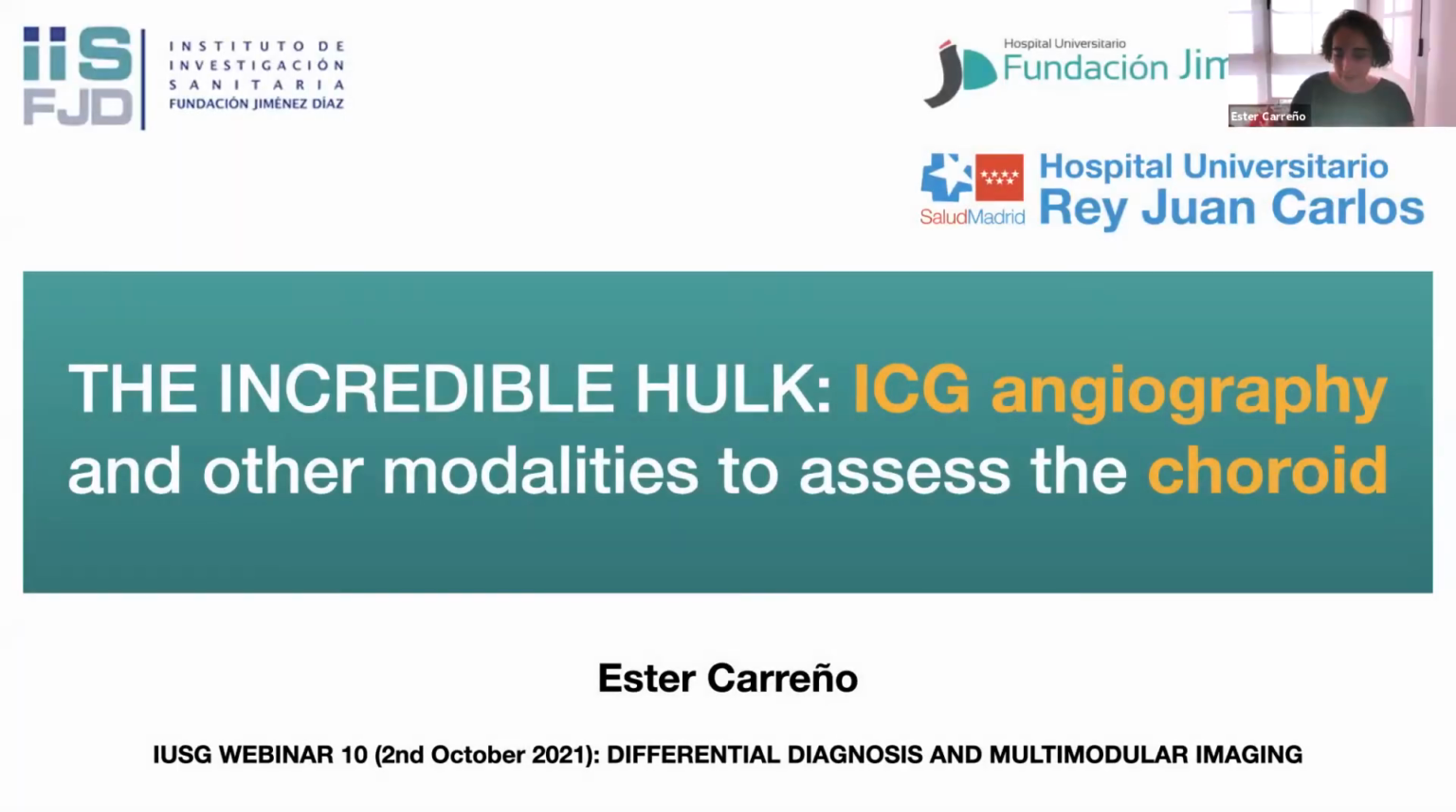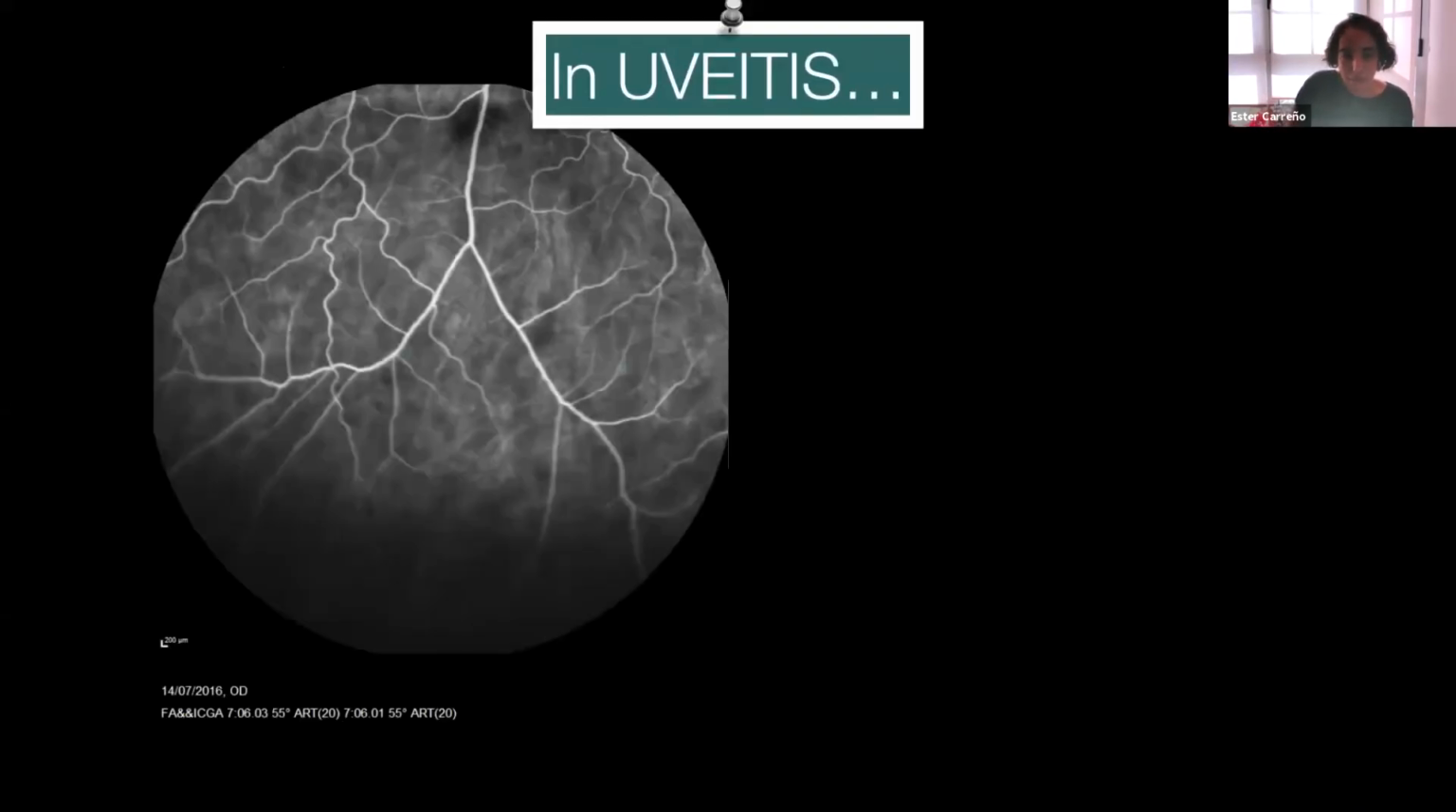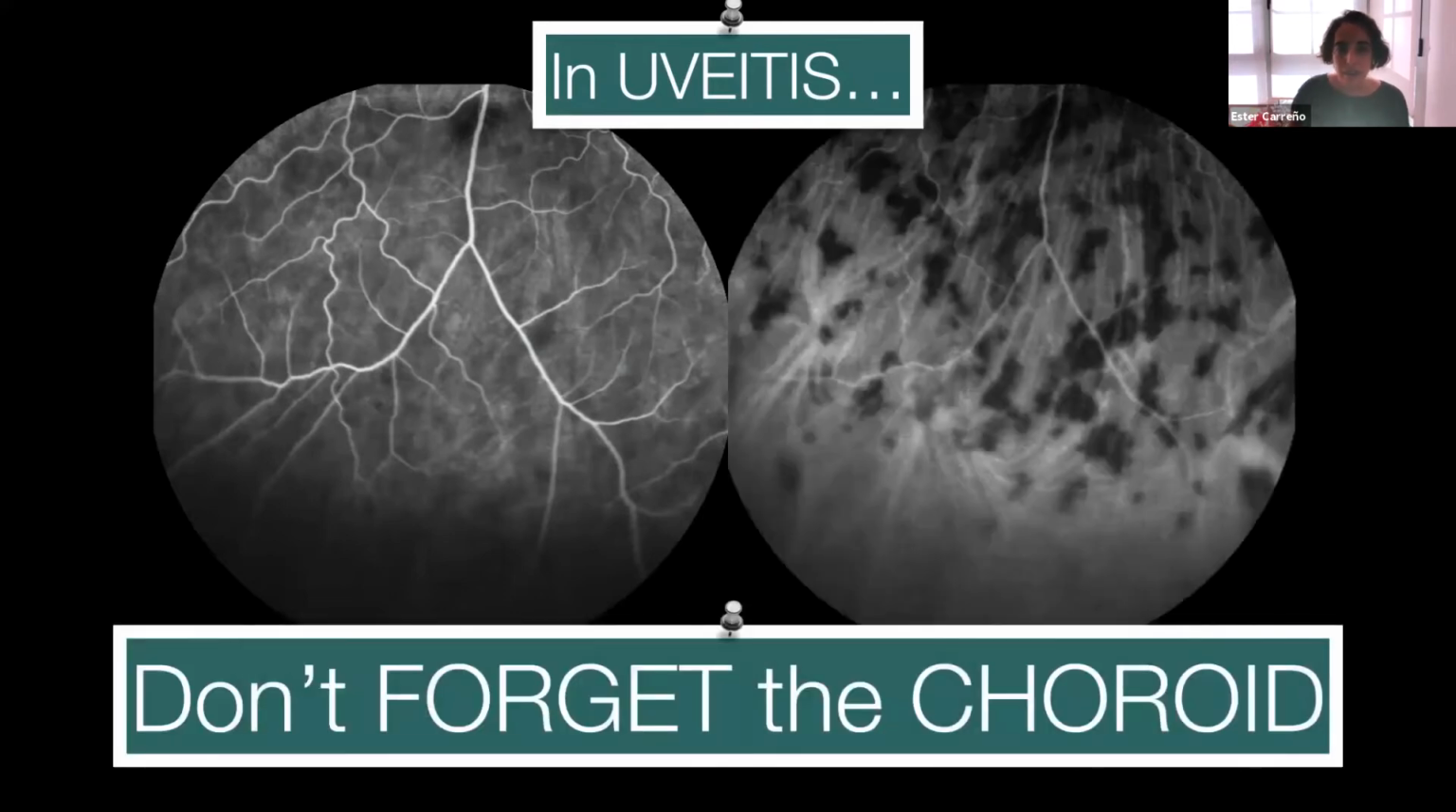Perfect. Okay, so now Marion has already done a beautiful job trying to convince you that we still need fluorescein angiography and ICG, but I'm just going to try to keep on convincing you. I think it's very important, and this imaging is just to convince you again that we need ICG in uveitis. You can see this imaging on the left, that is a fluorescein angiography, and then when you see the ICG on the right, you can see all these dark dots that were not very visible in the picture on the left. This is a case of an AMPPE in the periphery.